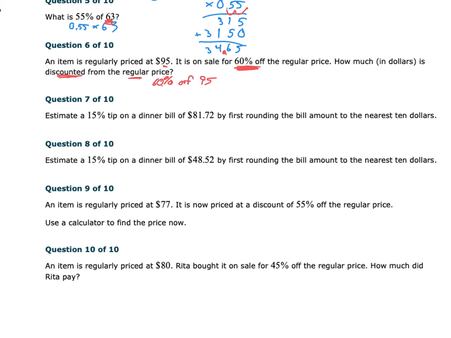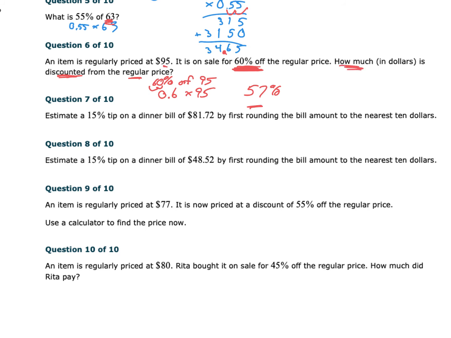Okay, so move the decimal 2 places, 0.6 times 95. And that's going to give you, you can work this one out, $57. We want to be careful what this $57 represents. Does it represent how much you're paying or how much you're not paying? Well, you're not paying 60%, you're not paying 57%. That's what the question asks.